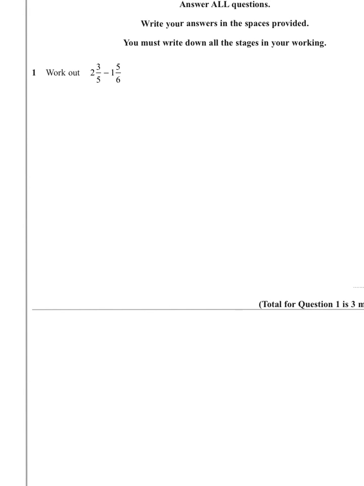Question 1. We've got to work out 2 3/5 minus 1 5/6. Well, the first thing to look at is to make these a little easier for yourself. So the first thing I'm going to do is make this one into fifths. So I have 3/5 and 2 whole ones. Now in each whole one there is 5/5, so there's going to be 10/5 and 3/5 here, which is going to give me 13/5. And then I've got to take away 1 whole one and 5/6.